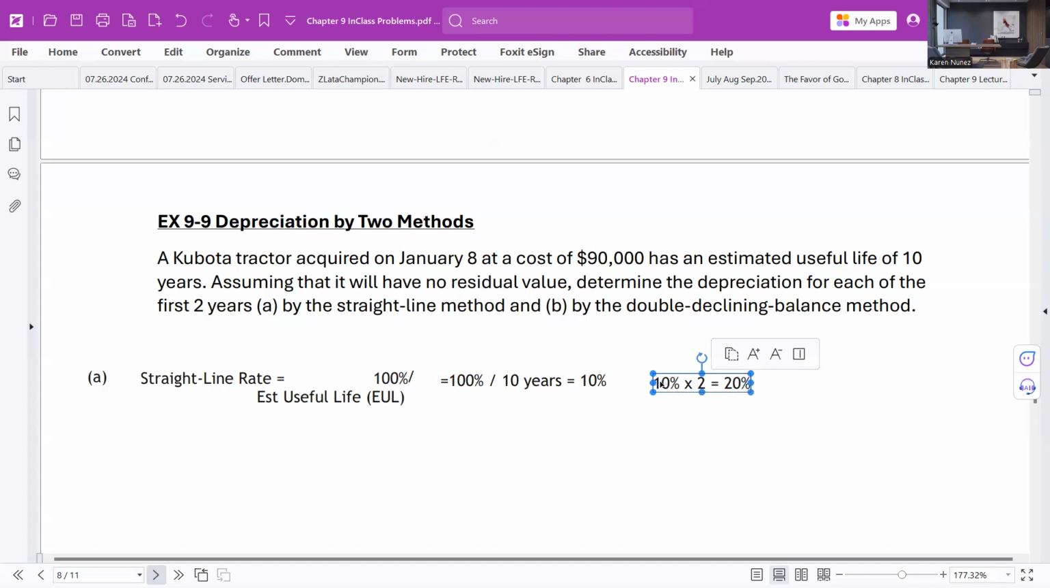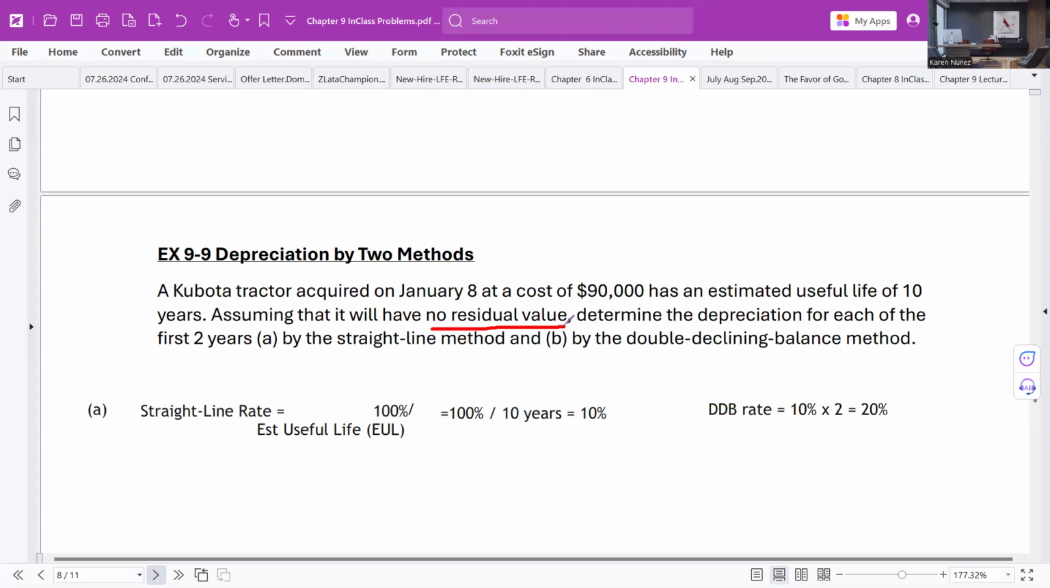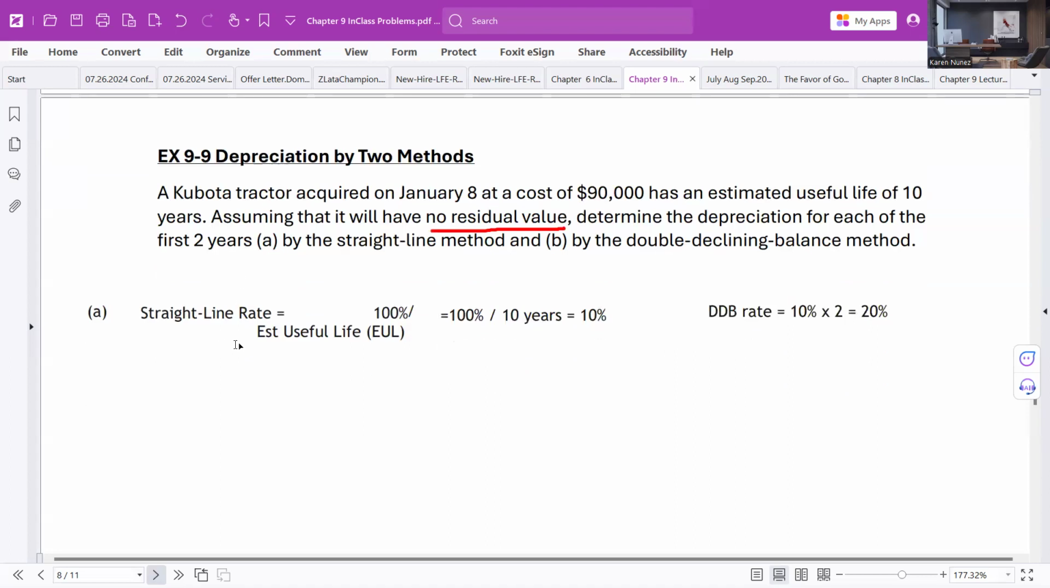And the DDB rate, so if I could move this here over a little bit, the DDB rate is that straight line rate of 10% times 2. So we have the DDB rate, and in this case, there is no residual value, right? So this problem starts out by telling us that there is no residual value, so we don't need to worry about that. And in part A, let's find the straight line depreciation.